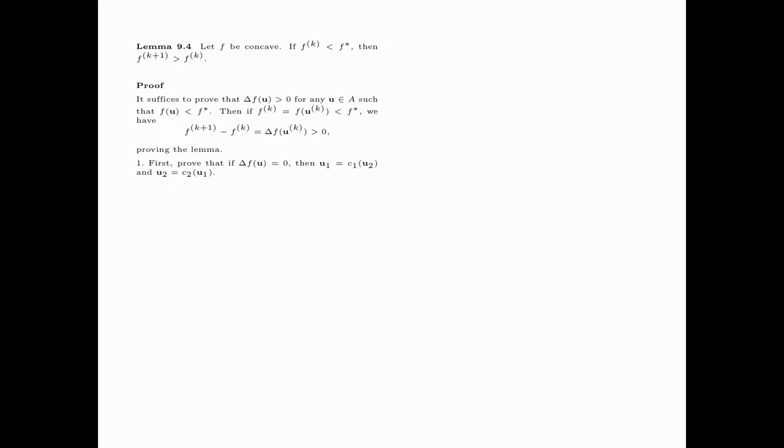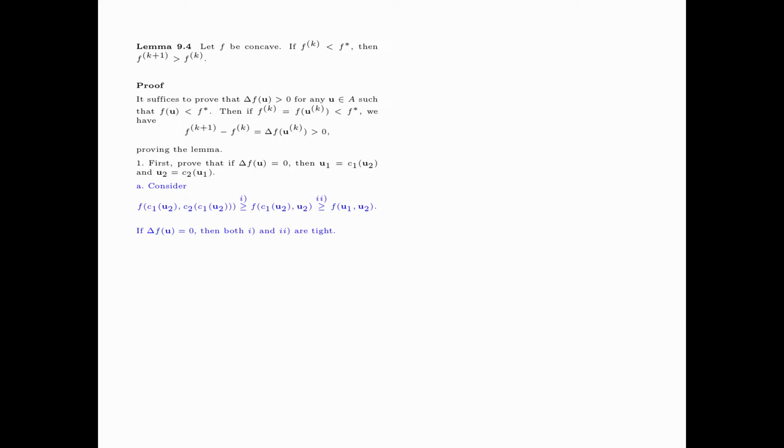To proceed, we first prove that if delta f of u is equal to 0, then u1 is equal to c1 of u2, and u2 is equal to c2 of u1. That is, the algorithm is trapped at u. Consider f of u1 and u2 upper bounded by f of c1 of u2 and u2, because u1 is updated to c1 of u2. This is further upper bounded by f of c1 of u2 and c2 of c1 of u2, because u2 is updated to c2 of c1 of u2.